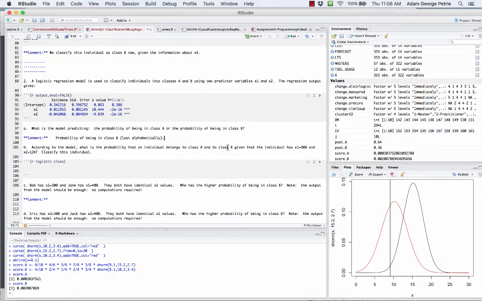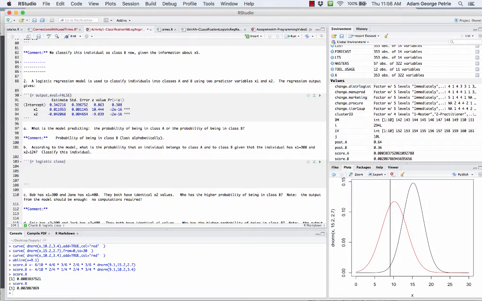All right, according to the model, what is the probability that an individual belongs to Class A and to Class B, given that the individual has x1 equals 308 and x2 equals 124? All right, so how do we get the predicted probabilities out? Well, I'm going to start with B first because that's what the model is predicting here. And I'm going to do P of B, left arrow, and then the equation for the logistic regression here.